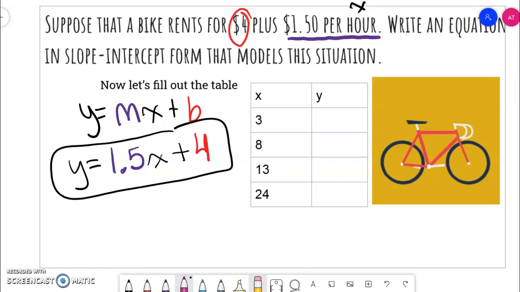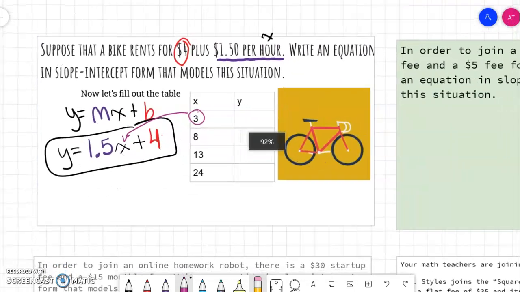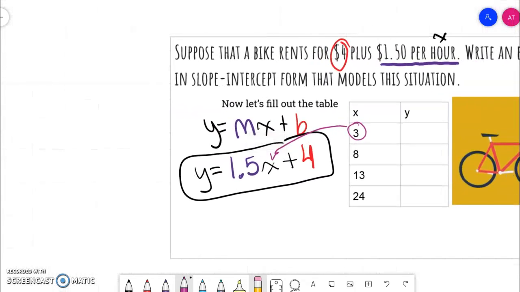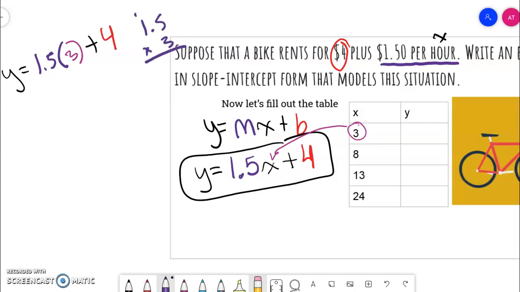All I'm going to do is, I know what my x's are here, so I'm going to take this 3 and plug it in for my x. Let me zoom out a little bit for you. Let's do the math. So I have y equals $1.50 times my 3 plus my original $4. So let's figure out what 1.5 times 3 is.